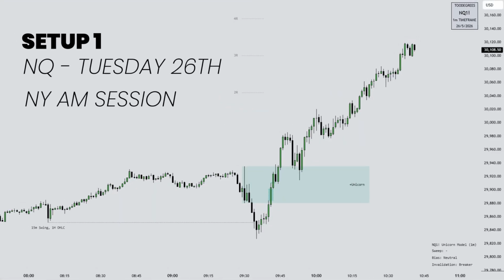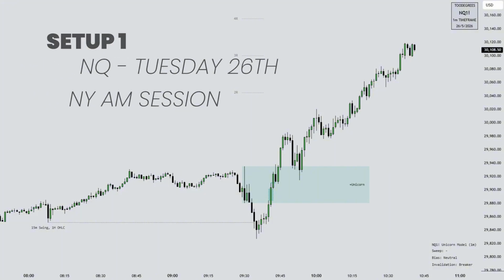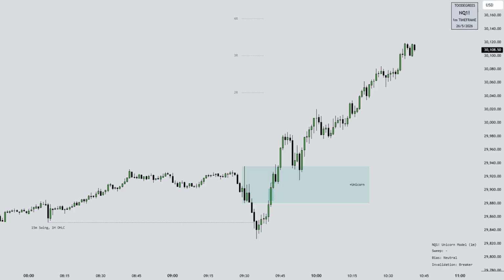Setup 1. The NQ Bullish Unicorn Reversal. The first setup on NQ is a really clean example of how the unicorn model can be used after a liquidity purge and displacement shift. Going into the New York session, price had already been trading relatively firm, but then we saw a sharp sell-side liquidity sweep develop right around the 9:30 open. That sweep aggressively pushed below short-term liquidity and also traded beneath the 15-minute swing reference that was sitting underneath price.